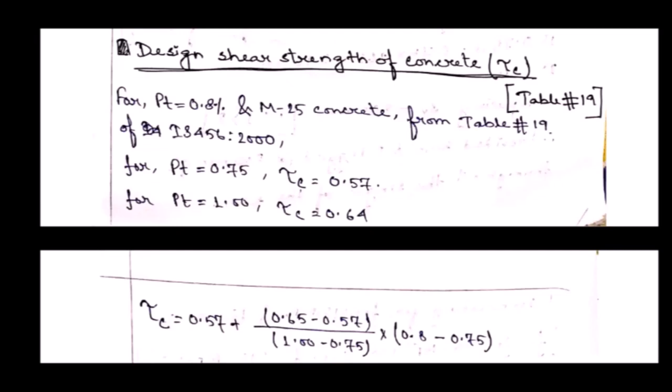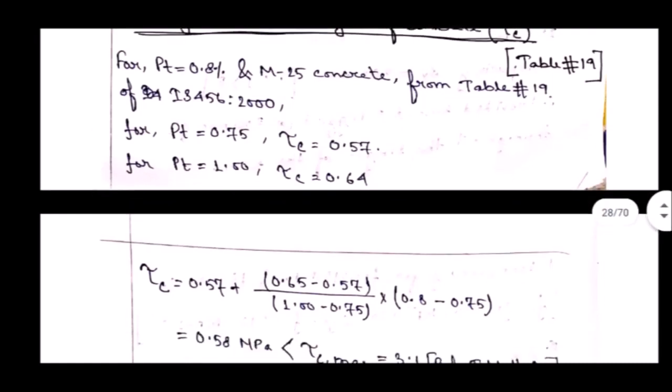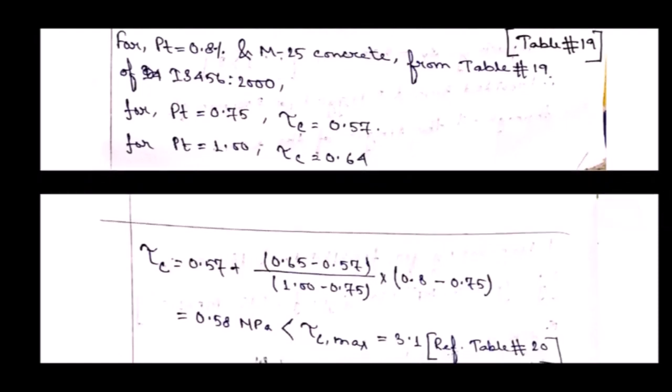From table number 19 of IS 456:2000, we take the percentage of steel 0.75. The tau c for 0.75 is 0.57, and tau c for percentage of steel 1 is 0.64. So we have these two values, and for percentage of steel 0.8, the value should lie between these. From interpolation, we may find out the value. So tau c is equal to 0.57 plus, within bracket, 0.65 minus 0.57, divided by, within bracket, 1 minus 0.75, multiplied by 0.8 minus 0.75. So ultimately the value of tau c is 0.58.